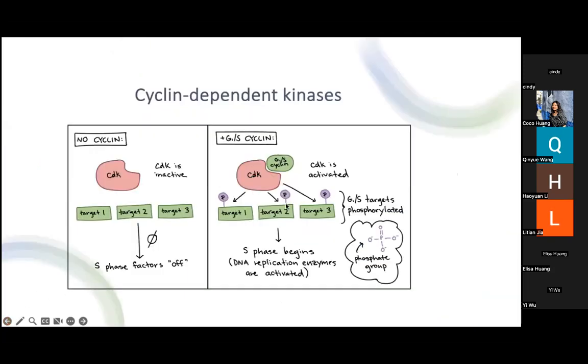What CDK does is phosphorylate the RB protein, and when that is done, the RB protein releases the transcription factor, thereby activating it, so the S phase can begin. So this treatment basically works by inhibiting CDK4 and 6, which are in charge of activating E2F transcription factors.